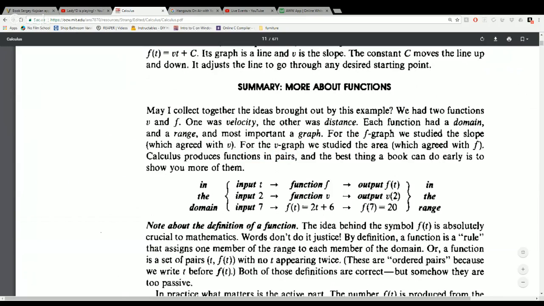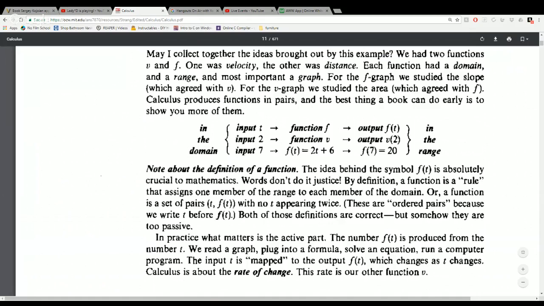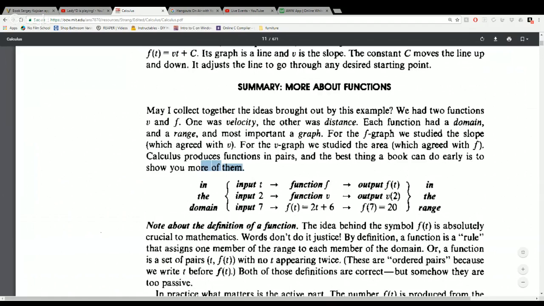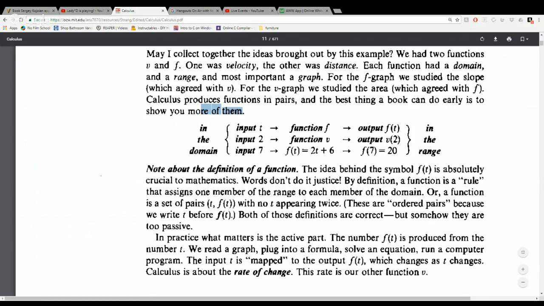Calculus produces functions in pairs, and the best thing a book can do early is to show you more of them. All right. So in goes our input, time. It goes through our function f, and out comes a number, f of t. In goes an input, let's say 2, into our velocity function. Out comes the velocity. Okay, so domain and range. This shows you the relationship between domain and range. Domain is the things you put in. The things that come out are part of your range.